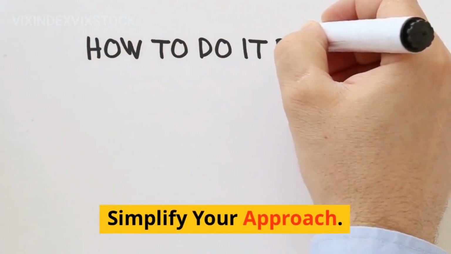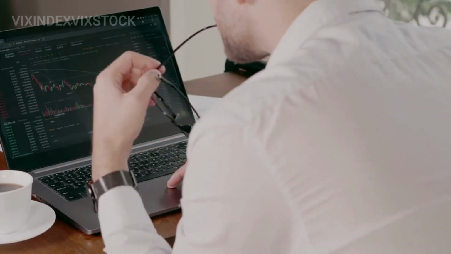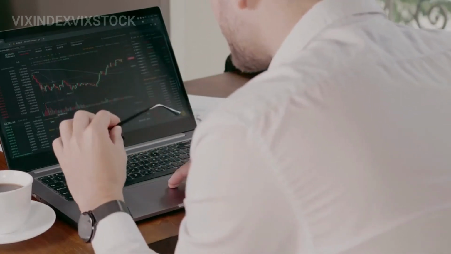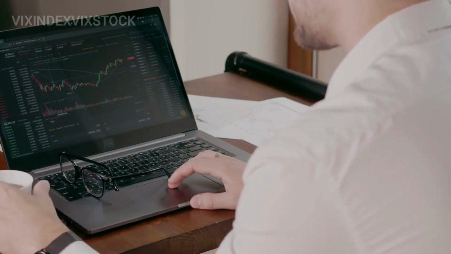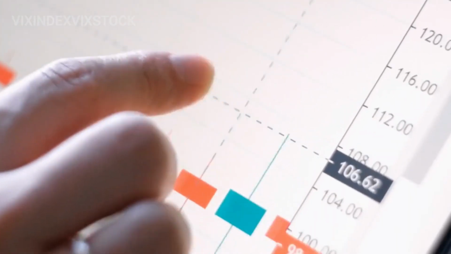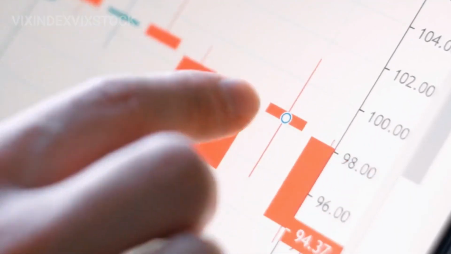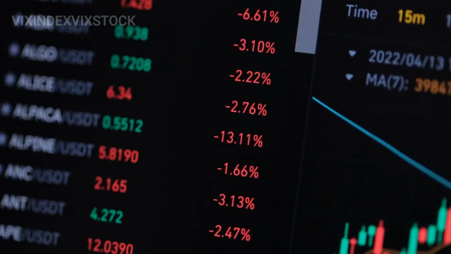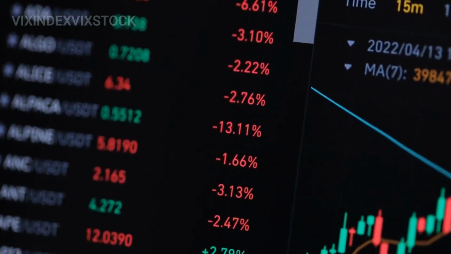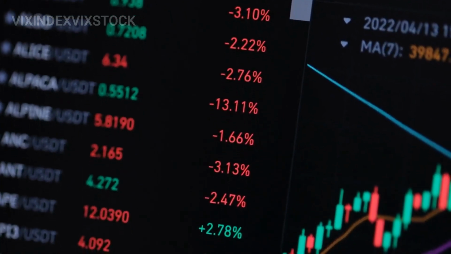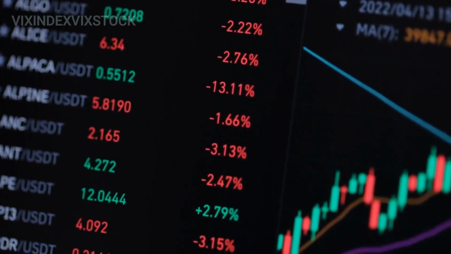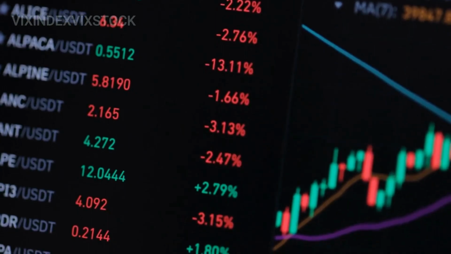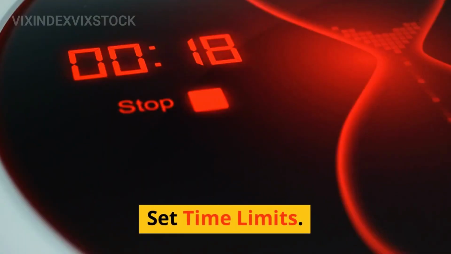Simplify your approach. One effective strategy to combat analysis paralysis is to simplify your trading approach. Consider starting with naked trading. That means trading without indicators initially. This approach can help you develop a better understanding of price action and improve your decision-making process. By focusing on the most crucial aspects of trading, you'll be better equipped to make informed decisions without being bogged down by excessive data.